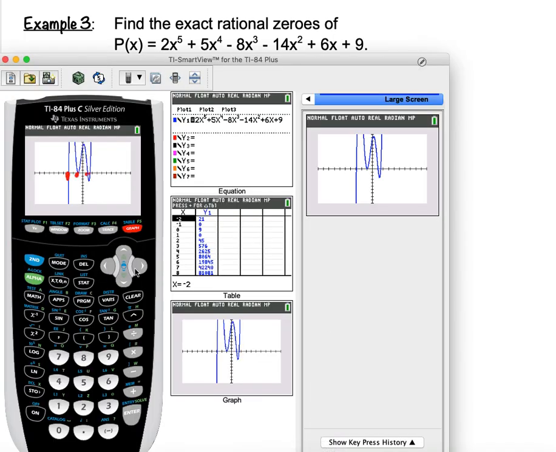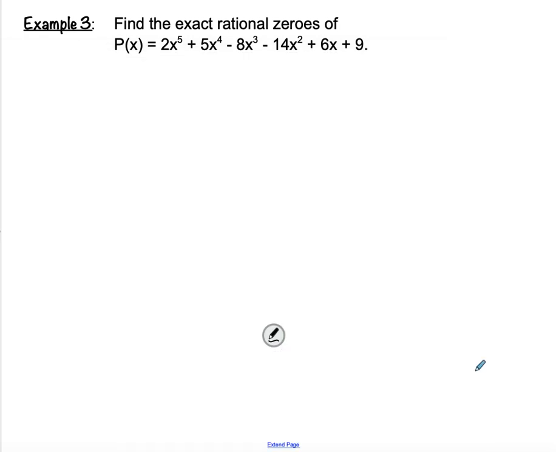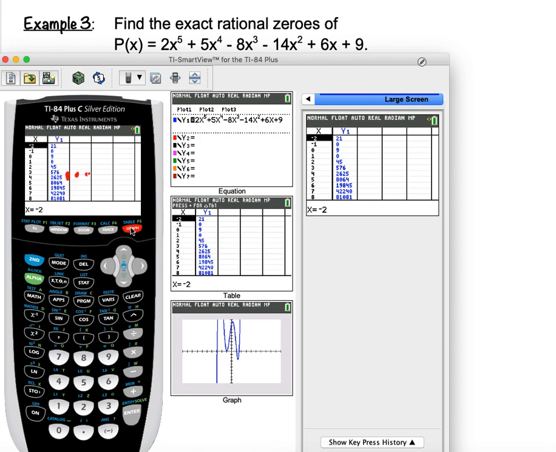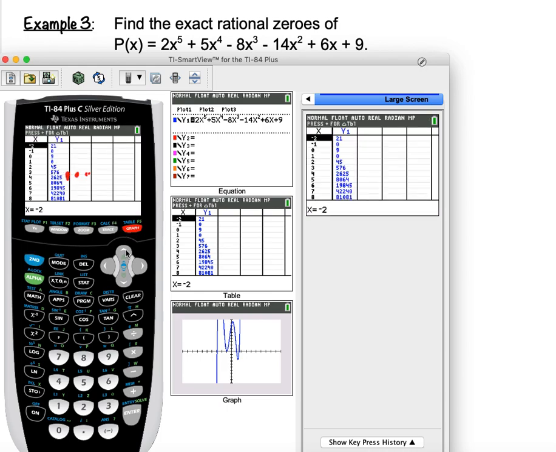So let me check our table to make sure. I'm thinking we've got 1, 2, 3, 4, 5. That's a total of 5. So let's go to our table and see what it says. So definitely have one there at 1 and one there at -1. And then we were also thinking that there was one possibly at -3. So let's check the table and see. I'm going to scroll up, and yep, there's one there at -3 as well.